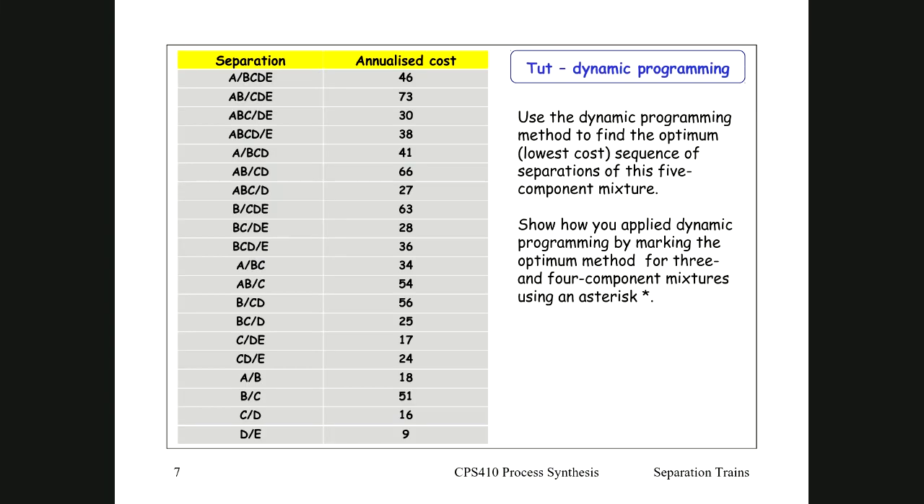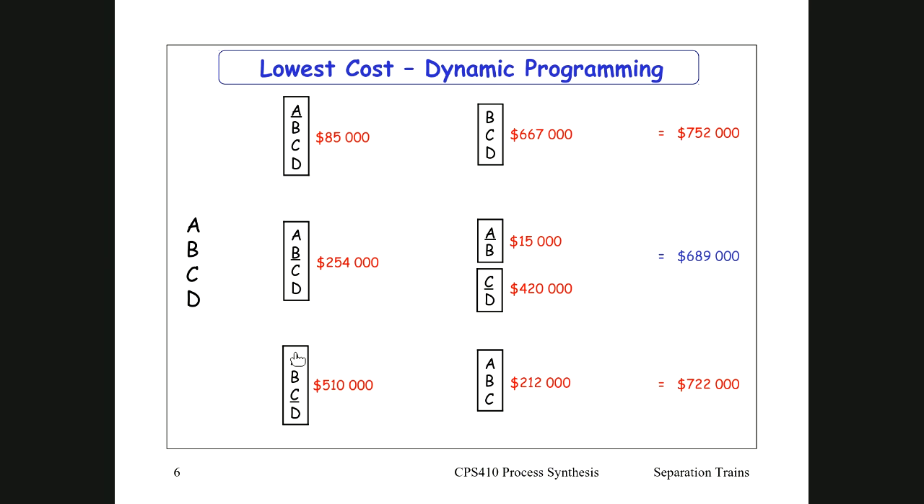And that's it. That is dynamic programming. Let's just go back to the previous slide. It's a four-component mixture. In the same way, we can have a five-component mixture. And we've now worked out, if we ever have a four-component mixture like this, ABCD, we know that the optimum way of doing it is this way.